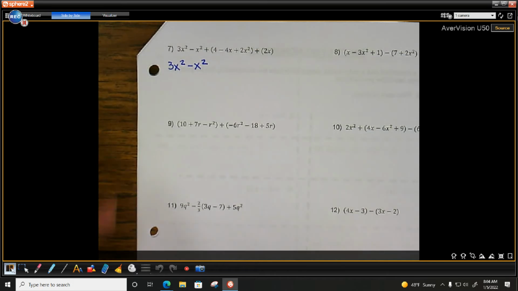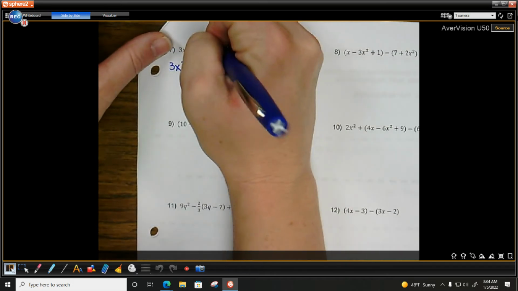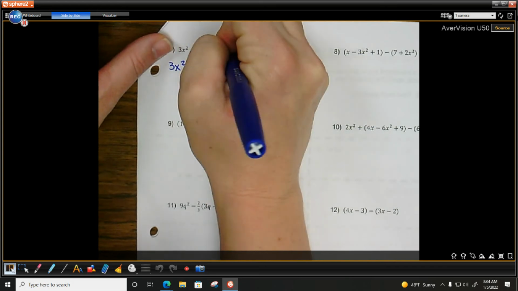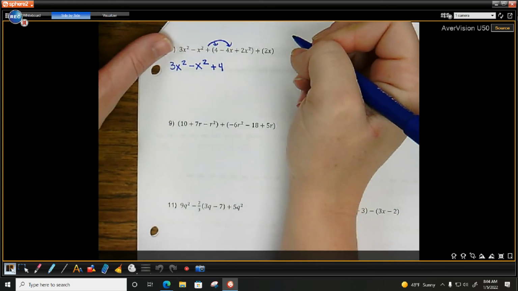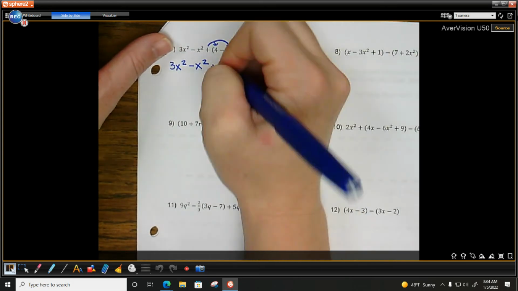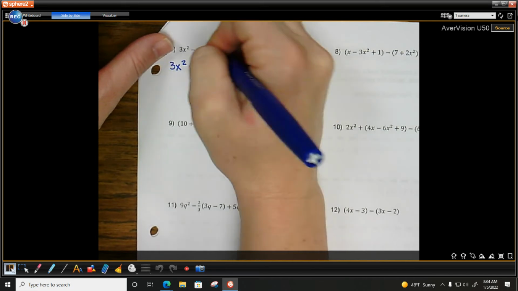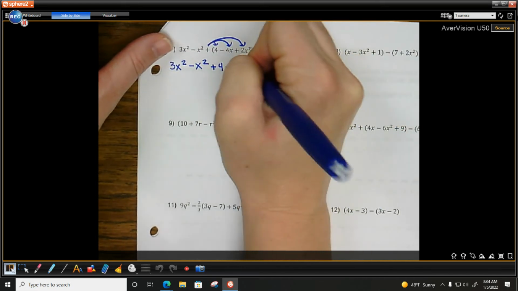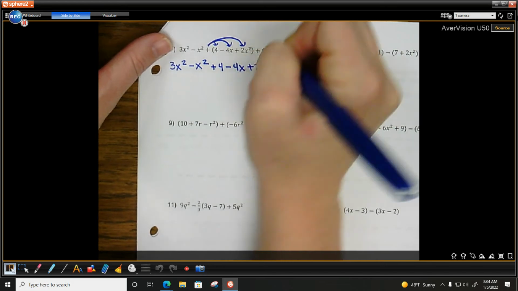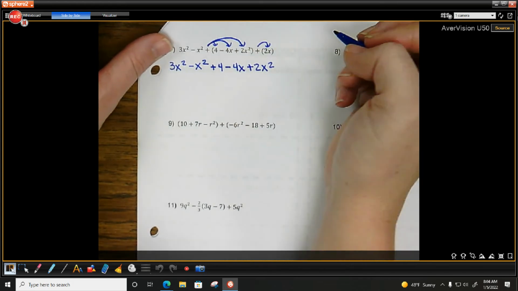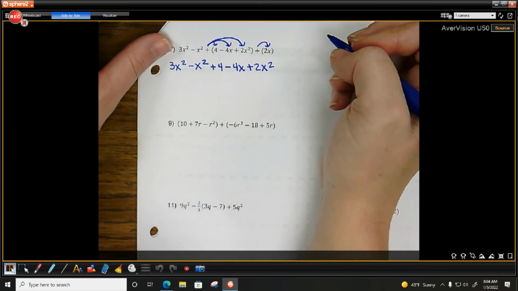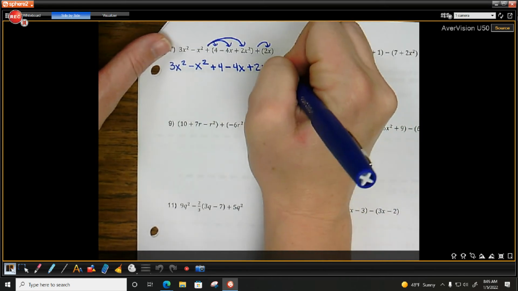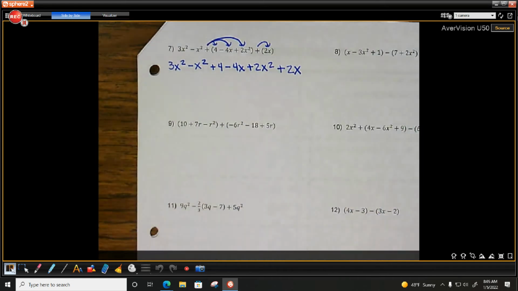Plus. So what's a positive times 4? Plus 4. What's a positive times negative 4x? Negative 4x. Great job. What's a positive times positive 2x squared? Plus 2x squared. Great job. So what's a positive times 2x? Because now the next parenthesis has a plus in front of it. So what's a positive times 2x? Plus 2x. So did I get rid of all my parentheses?